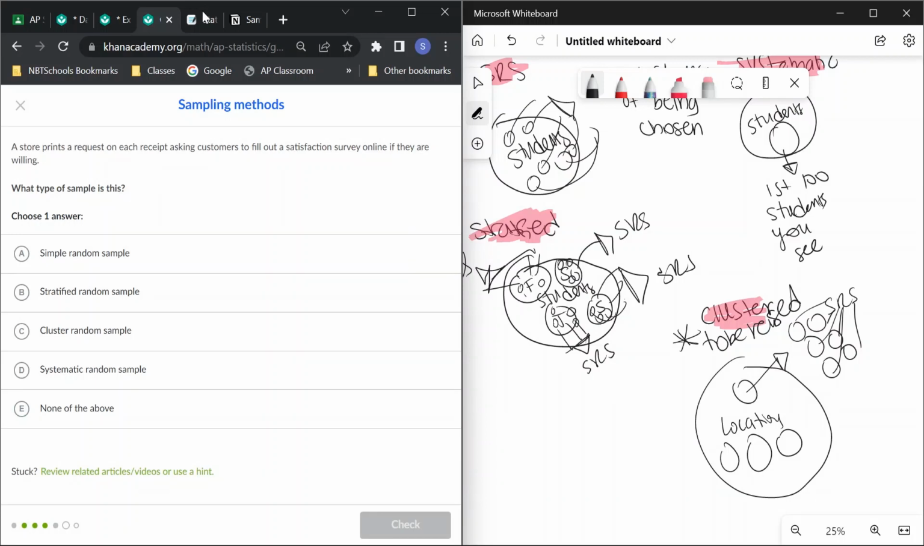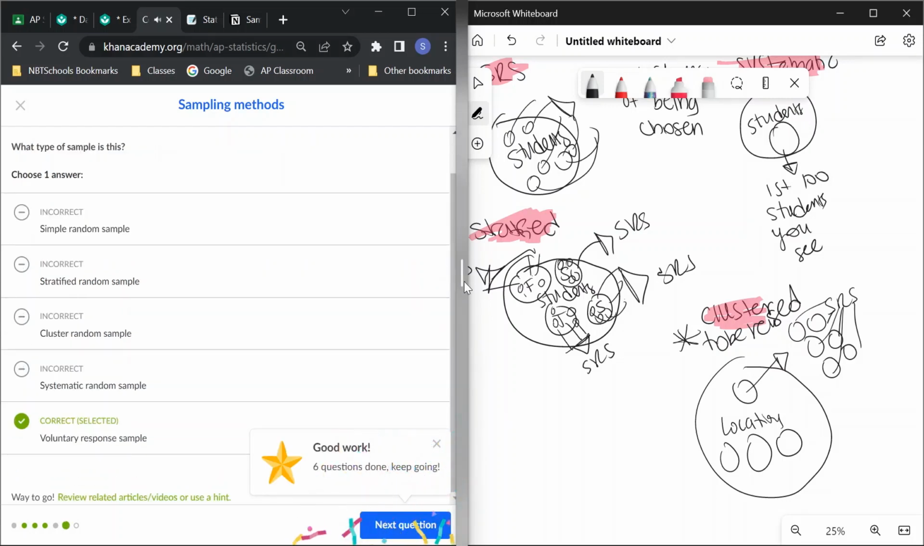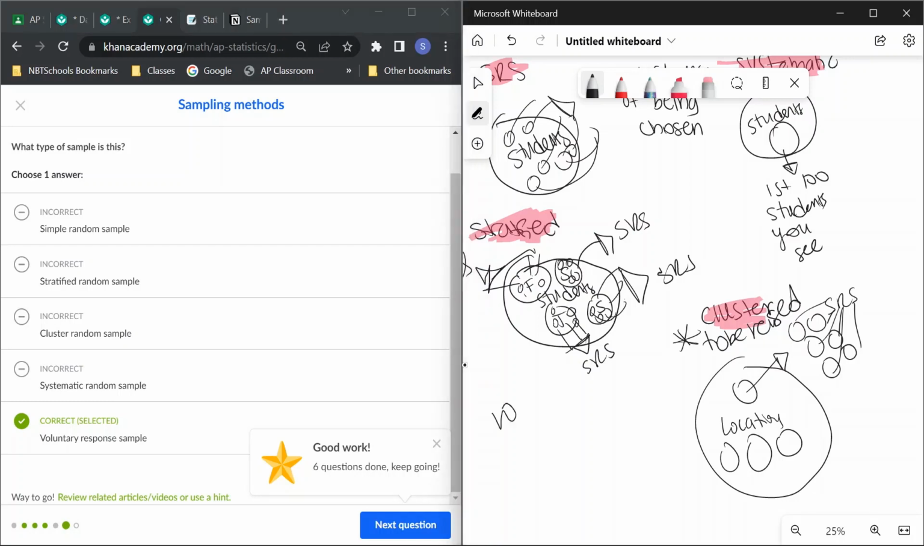A store prints a request on each receipt asking customers to fill out a satisfaction survey online if they are willing. This is none of the above because it's voluntary. It's a voluntary response sample. And then we also have a convenience sample to go over.